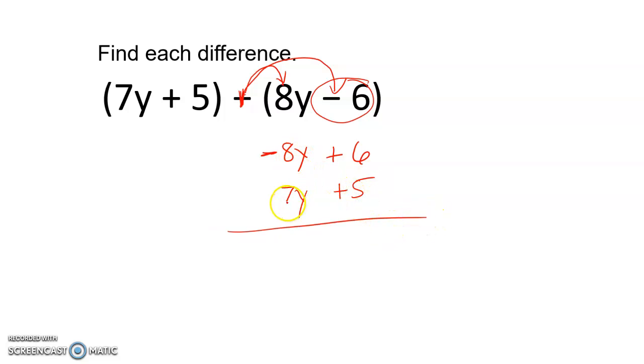Negative 8y, positive 7y, that's a negative 1y, or just negative y. And a positive 6 and a positive 5 is a positive 11. So again, you add the opposite. So you've got to do the opposite of each one inside there. All right, so let's try the next one.